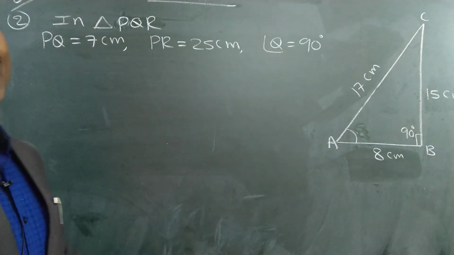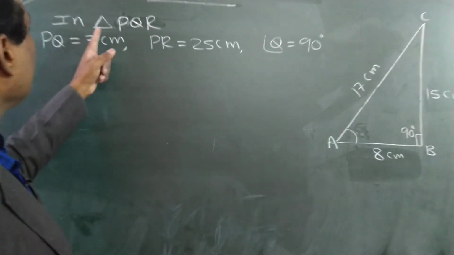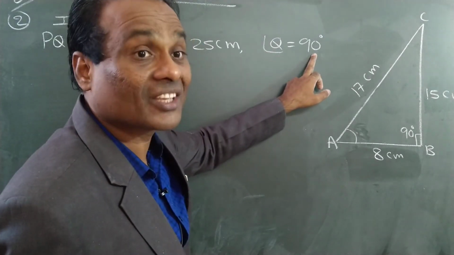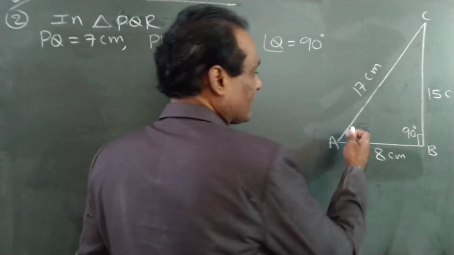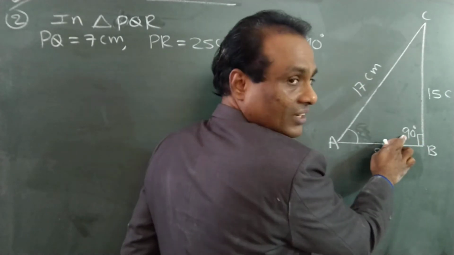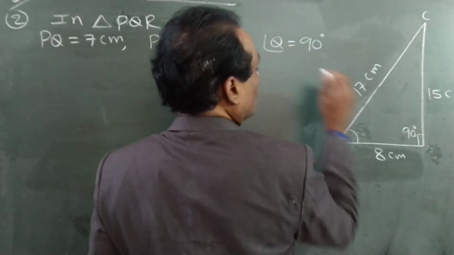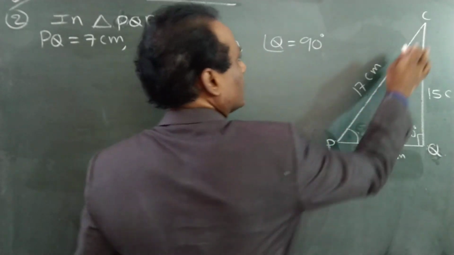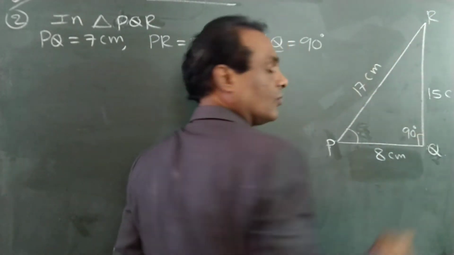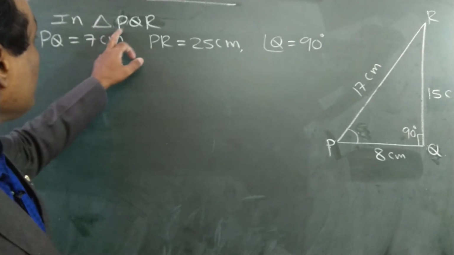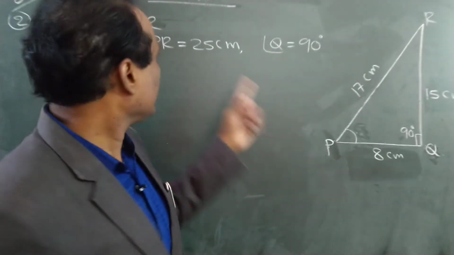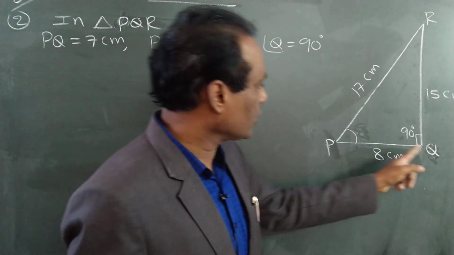So let us draw the triangle. The triangle is PQR. But which angle is 90 degrees? Q is 90 degrees. So keep Q here, and P and R can be in any order. In the previous problem it was triangle ABC. Now it is triangle PQR.